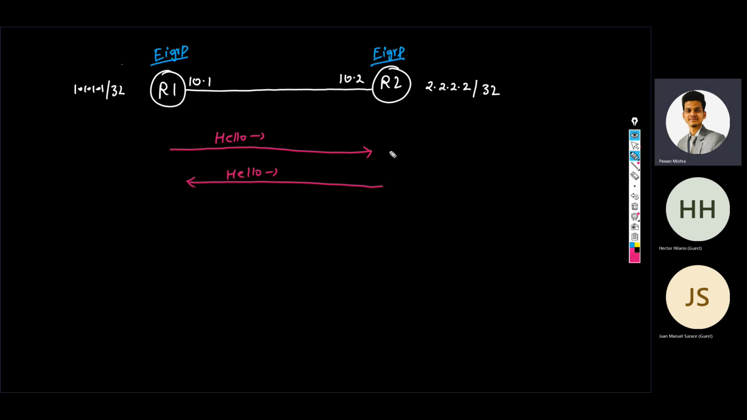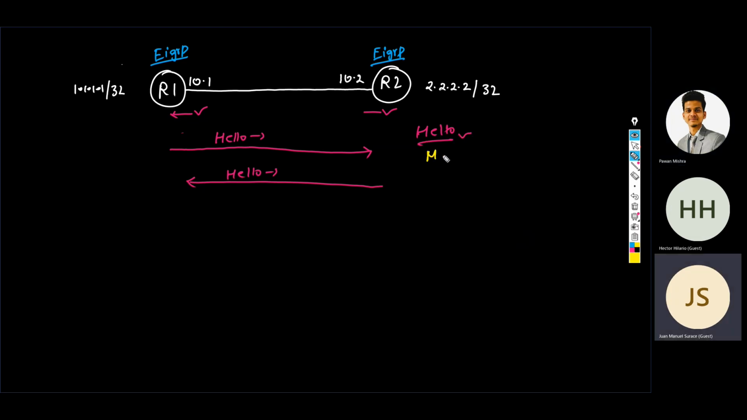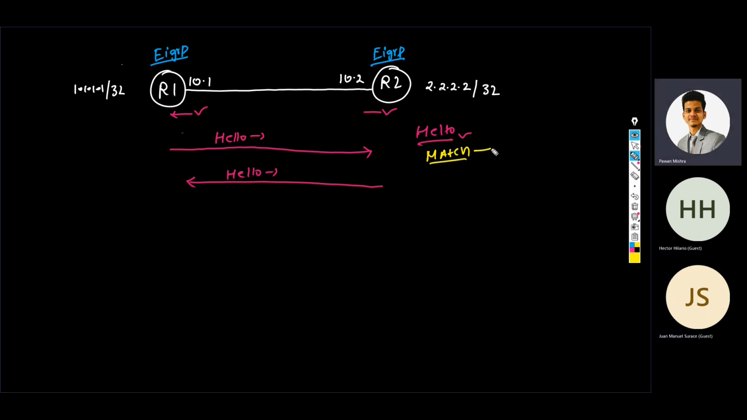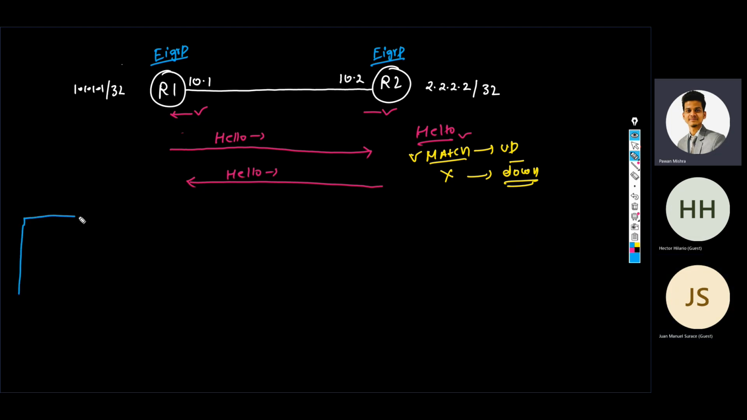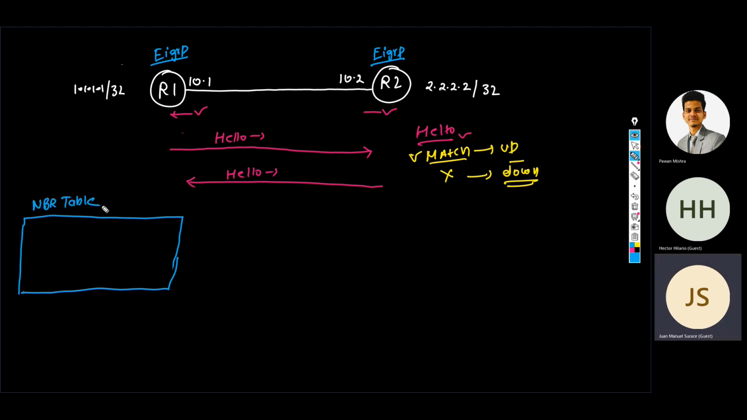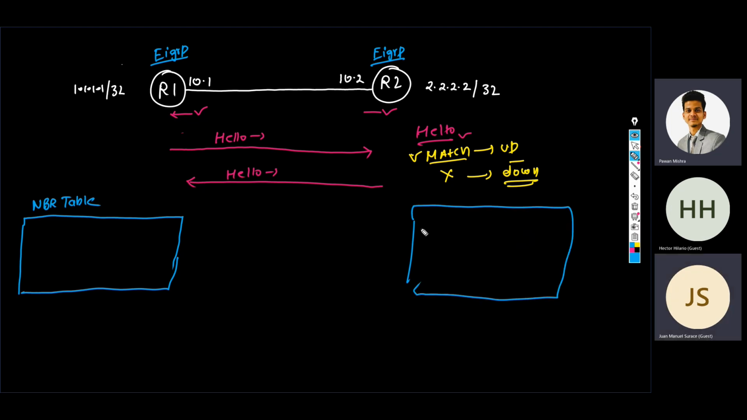After sending the hello message, R2 will receive a hello message from R1 and R1 will receive a hello message from R2. Once received, both routers will match the hello parameters. Once the hello parameters are matched, the neighborship will be up. If the hello parameters are not matched, the neighborship will be down. After matching the hello parameters, both devices will make a neighbor table.